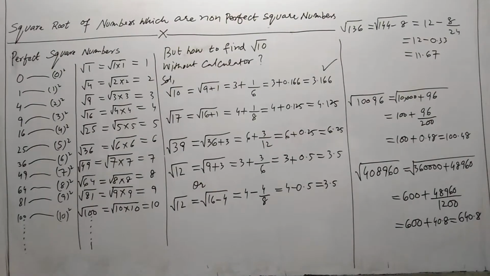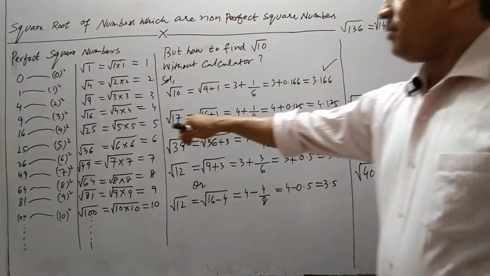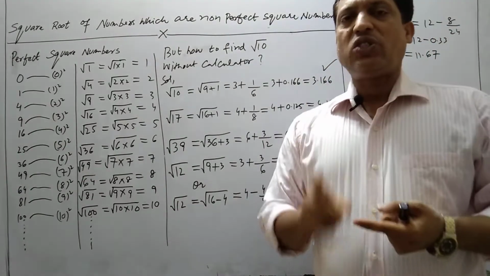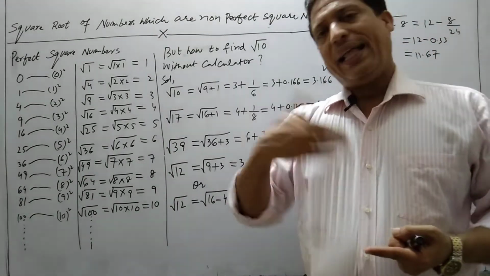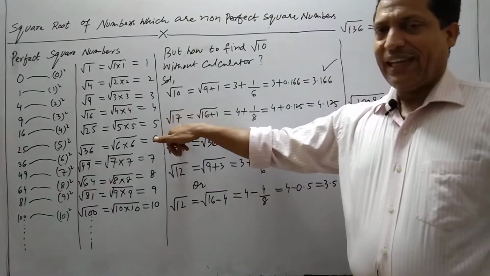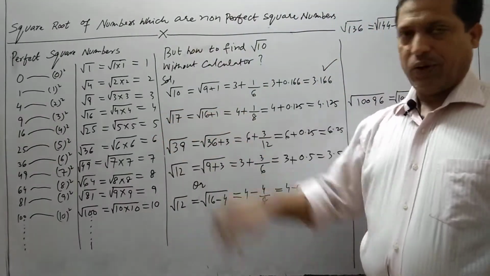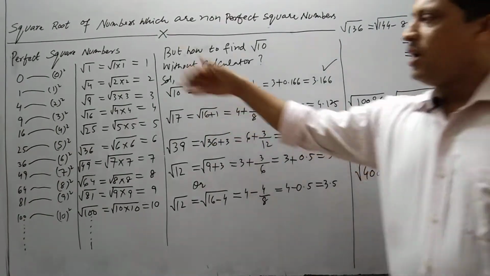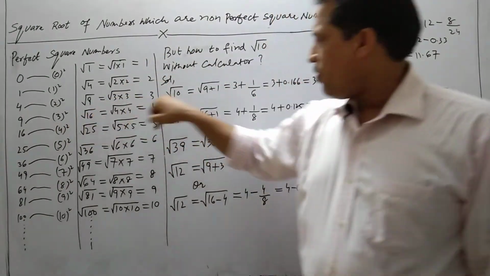Now, take another example: 17. Split 17 into two numbers. One should be a perfect square number and then the other number. You can write 17 as 16 plus 1 under the root. What is the root of 16? You know, 4. You can see 16 root is 4.